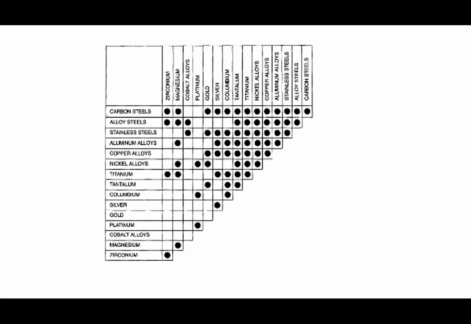Okay, the carbon steel you can weld with most of these metals, like zirconium, magnesium, certainly not with the cobalt alloys or platinum, but gold, silver, then tantalum, titanium, nickel, copper, aluminum, stainless steel, alloy steels and carbon steels. So this is just to give an idea of what can be welded with which metal. Okay. So that's all for the day.